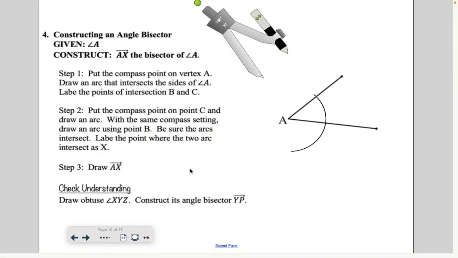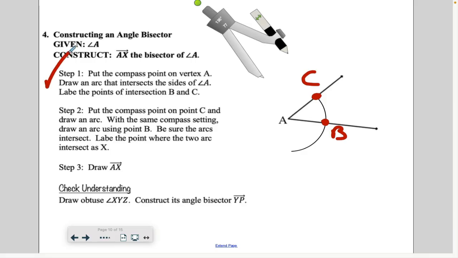So, do they tell me how big of an arc to draw at the beginning? Nope. Dealer's choice, okay? So put the compass on vertex A, draw an arc, I did that, label the points of intersection B and C. I'm not sure if you figured this out yet. The points of intersection are really there just to help you. B and C are just points, but they're really there to measure the angle. So you could not label them, but it's really a gamble.